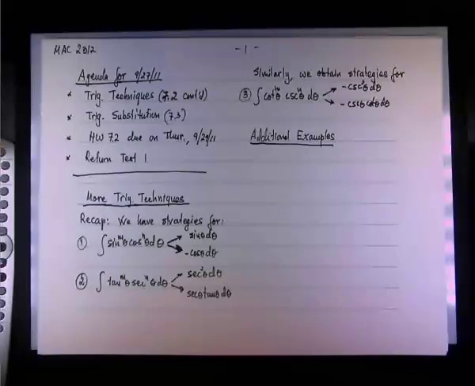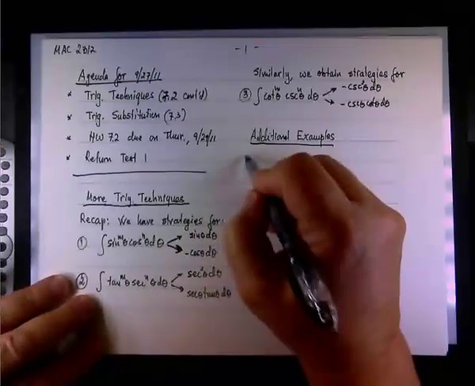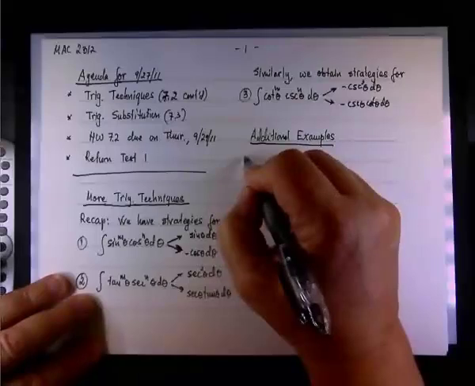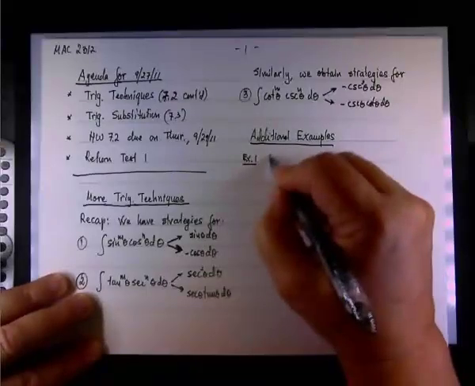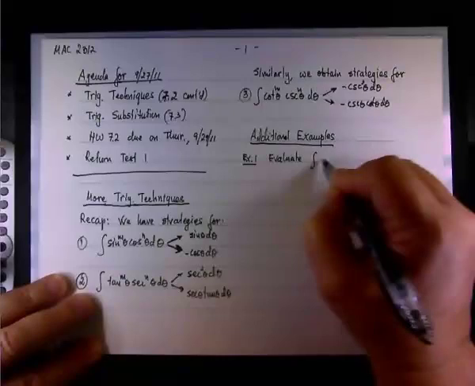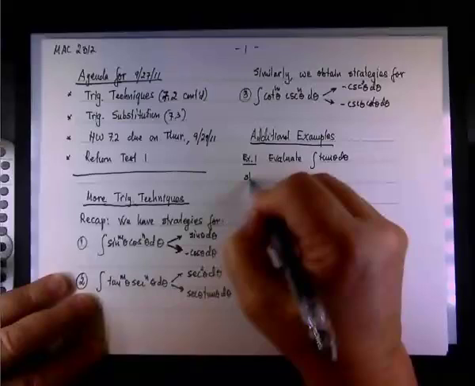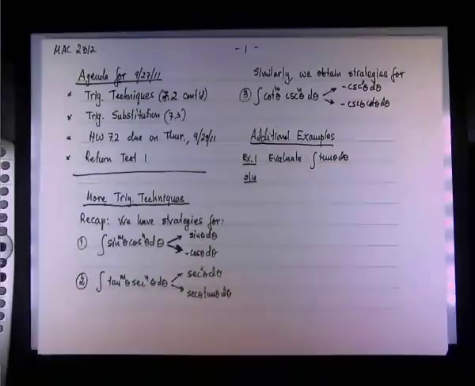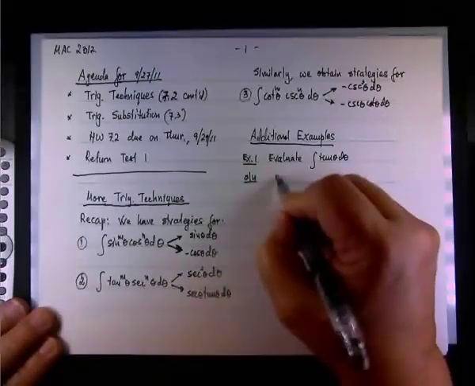All right, so additional techniques, additional examples. I'm going to give you a series of examples. So let's start with example 1. Let's evaluate the tangent: the integral of the tangent of theta d theta. As a matter of fact, I think we used that before. We've already gone through this. Here we're going to use the quotient identity.